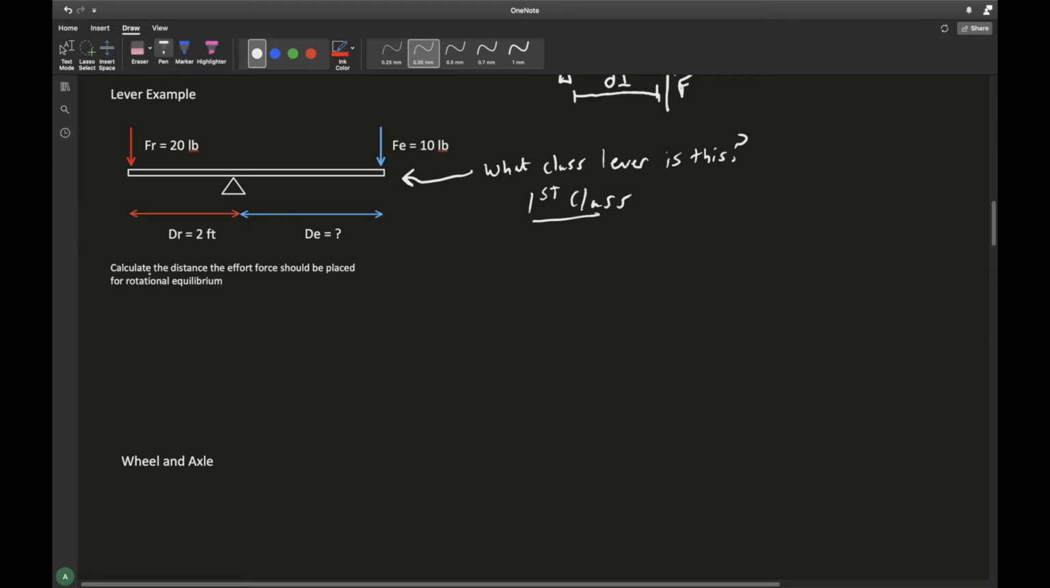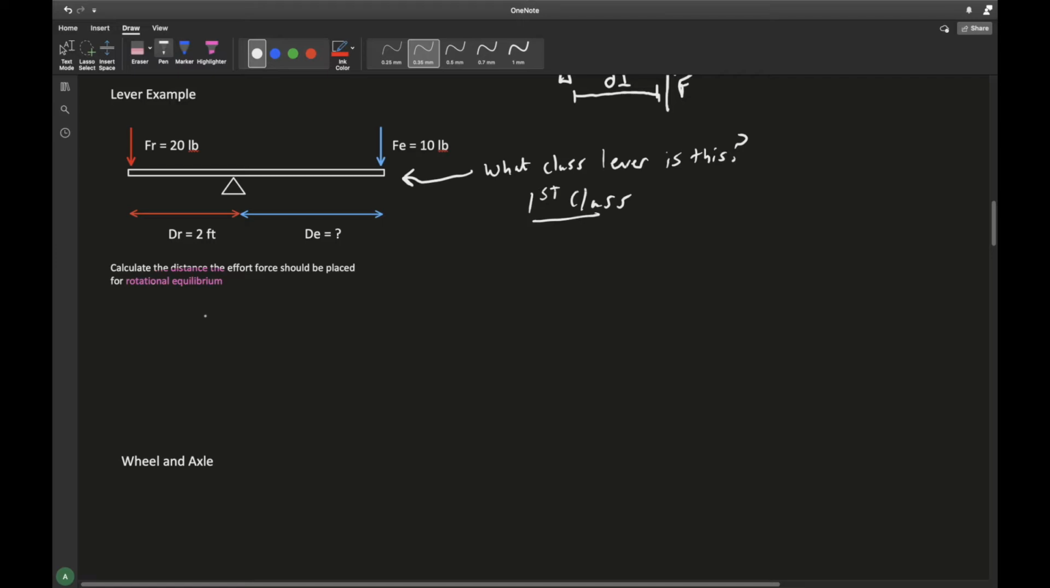So now that we got that, we are now going to calculate the distance the effort force should be placed for rotational equilibrium. So remember, that's that concept where we're going to take the turning moments caused by these forces and we're going to sum them basically to 0. Another way of thinking of it, that I like, is to set them equal. They should be equal and opposite, really. So whatever the effort force and the distance effort is going to cause moment-wise should be equal and opposite to the resistance and the distance of resistance.